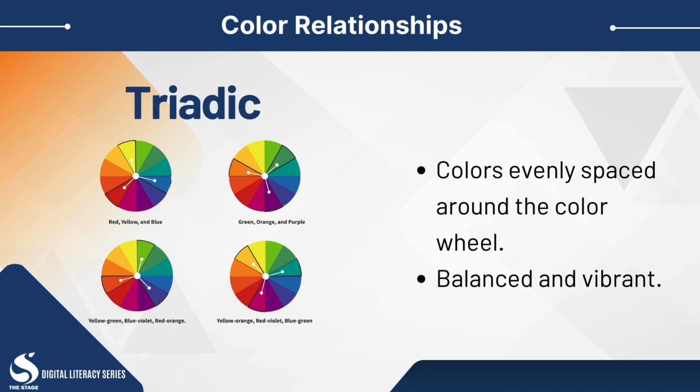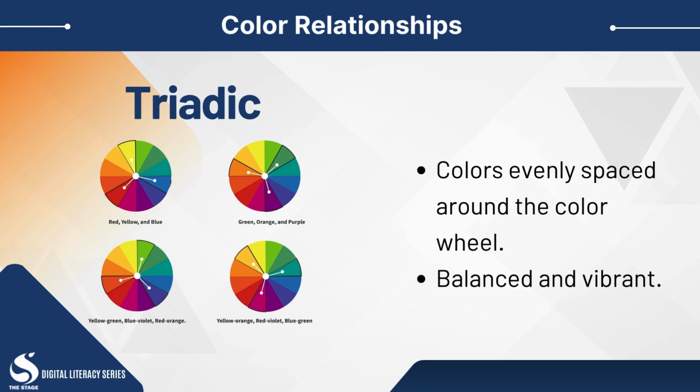All right, now we have our triadic colors. Triadic colors are evenly spaced, such as red, yellow, and blue, and they give a very vibrant effect. These colors are often evenly spaced around the color wheel, and they create balance and they create vibrancy.